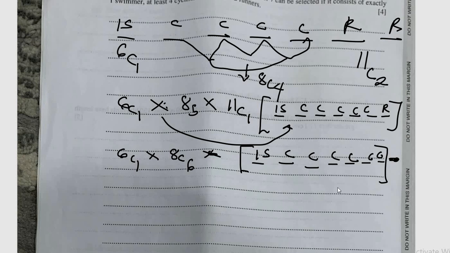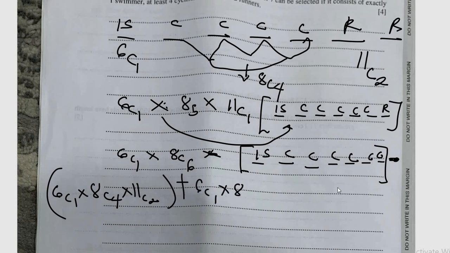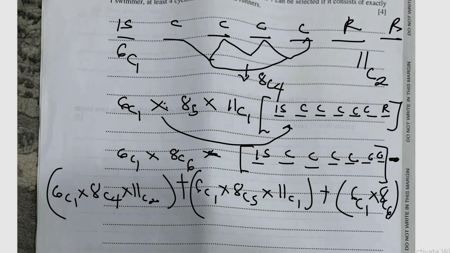So the total combination will be adding the first, second, and the third: 6 combination 1 times 8 combination 4 times 11 combination 2, plus 6 combination 1 times 8 combination 5 times 11 combination 1, plus 6 combination 1 times 8 combination 6. So when you do this together, oh, don't let us forget, there's something I omitted. What's the factor then?